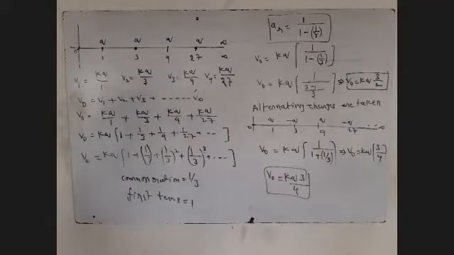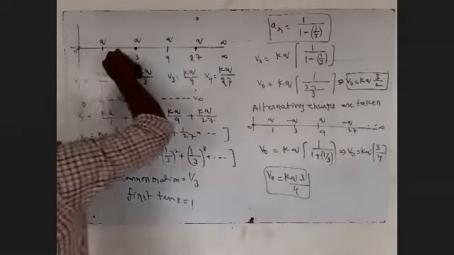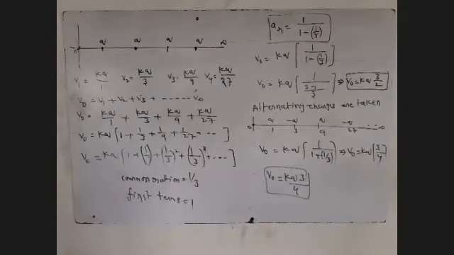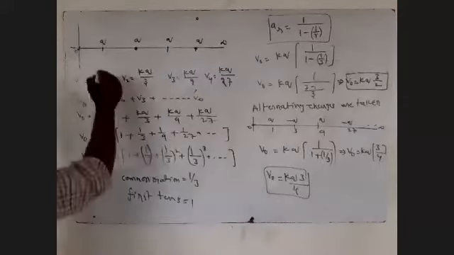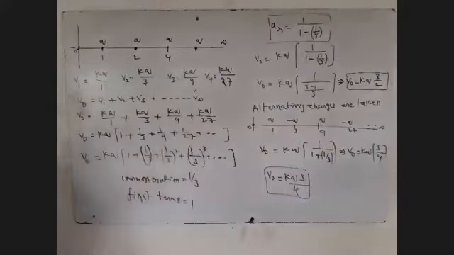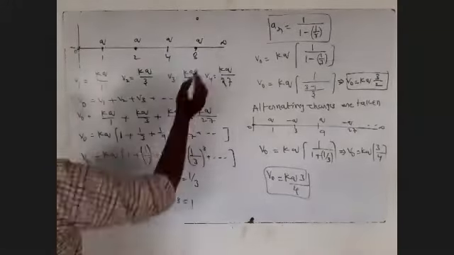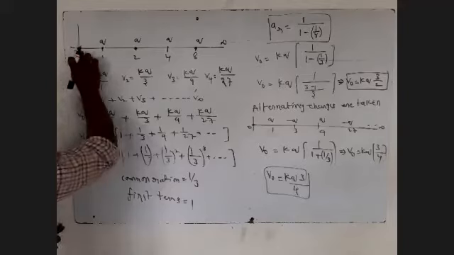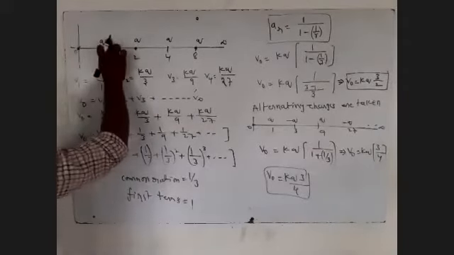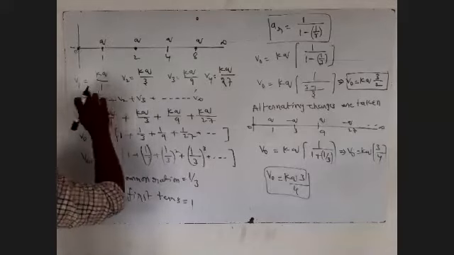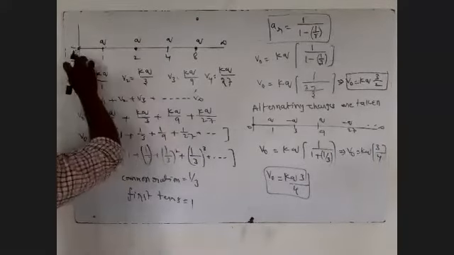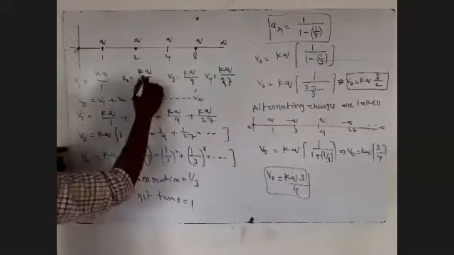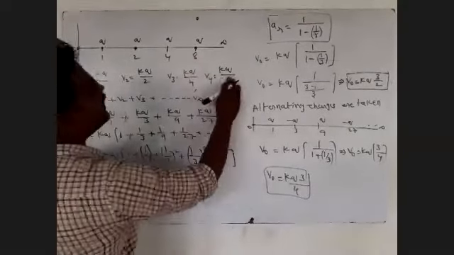Suppose, for example, these charges are at distances 1, 2, 4, and 8 we are taking. So what will happen at this point? At this point, we have to calculate the negative potential due to this point, where the distance is 1. Then 2, 4, and 8 we are taking.